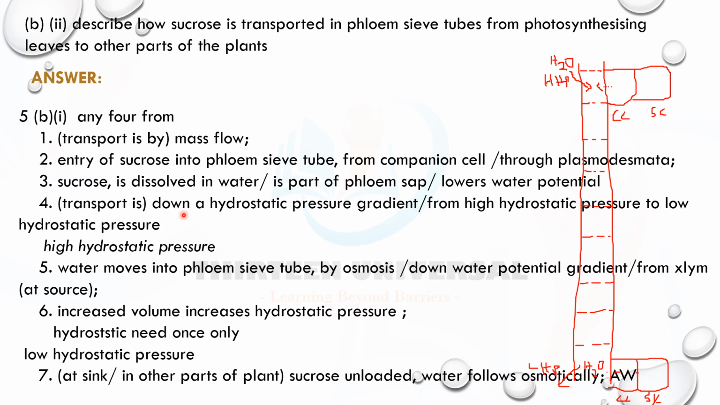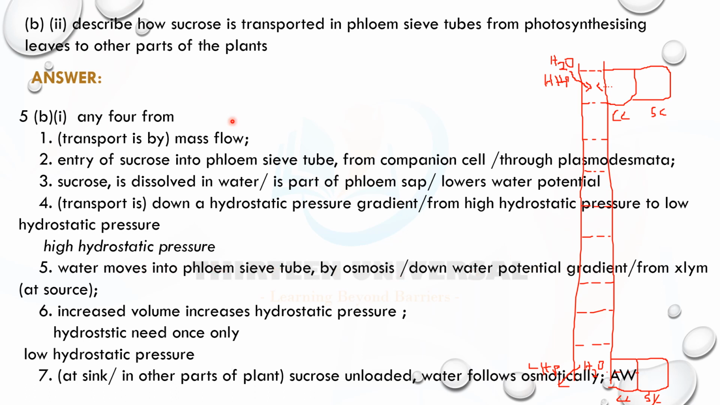Any four from the following: transport is by mass flow; entry of sucrose into the phloem tube from the companion cell, that is from here to here, through plasmodesmata. That's called the symplastic pathway. So sucrose is dissolved in water here, and then it lowers the water potential here. Because of that, it's going to move down the hydrostatic pressure gradient. Water moves into the phloem sieve tube by osmosis.